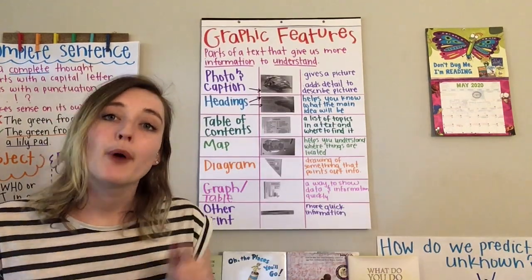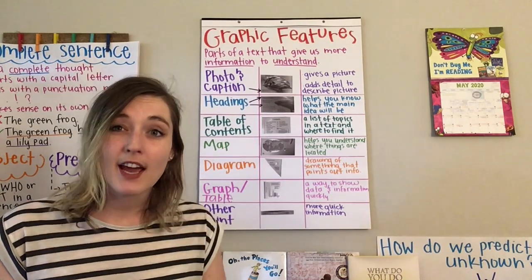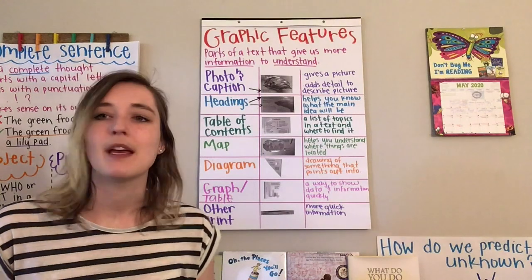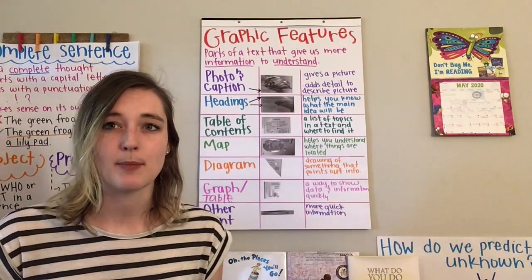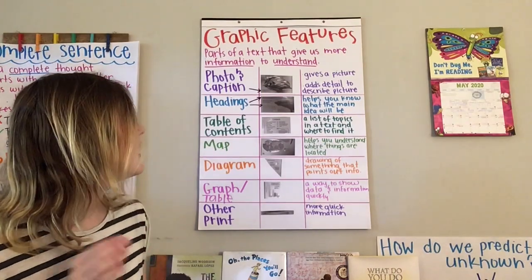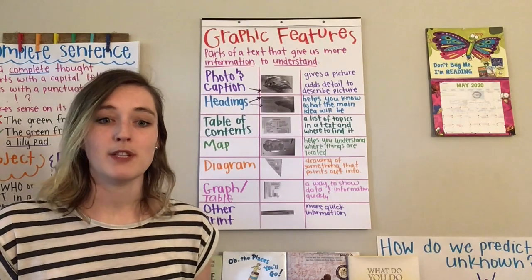Alright, so we're going to talk about what different graphic features are in an informational text. We're going to talk about what they look like, and I'm going to explain why they're there and how they help you understand the text a little bit. Okay, so graphic features are parts of a text that give us more information to understand what's happening.